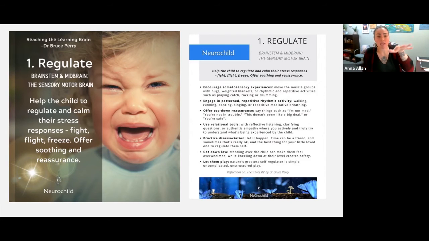So getting down low and crouching down to that child's level, even sitting on the floor, if you're holding space and allowing them to go through that emotional experience, is a huge tool too.